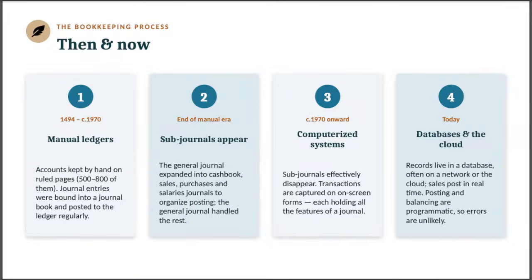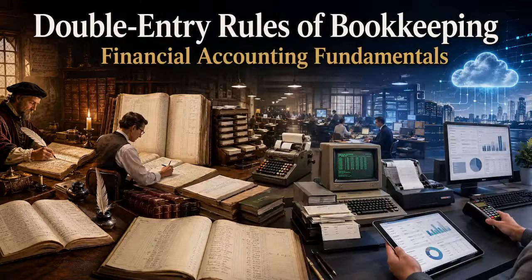So then and now. Back in 1494 to 1970, we had manual ledgers. Accountants kept them by hand on ruled pages, 500 to 800 of them. Journal entries were bound into a journal book, posted to the ledger regularly. As you can see here from the thumbnail on the left side, there they are, hard at work.